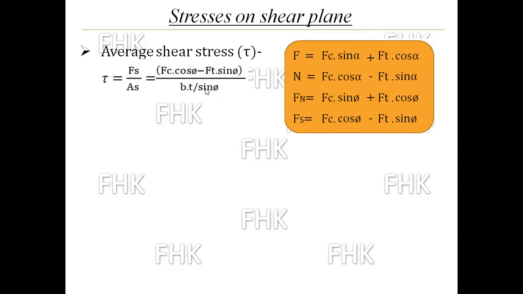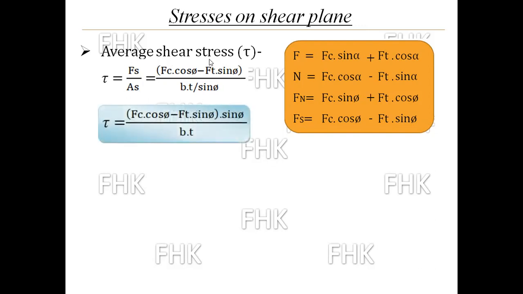So moving that sin phi to the numerator, the formula for tau, the average shear stress, will become Fc cos phi minus Ft sin phi. This sin phi will move to the numerator, so it becomes into sin phi divided by d into t. Remember this formula for solving numericals to find the average shear stress.